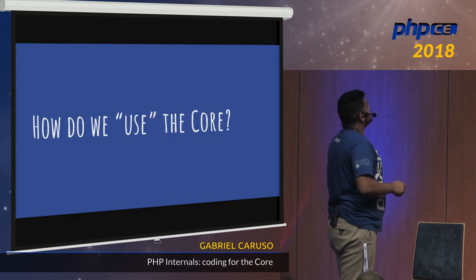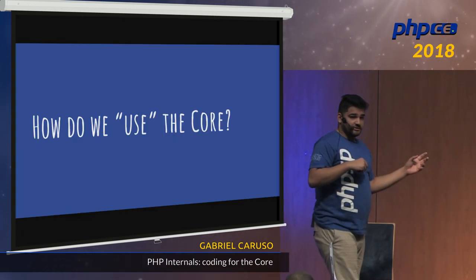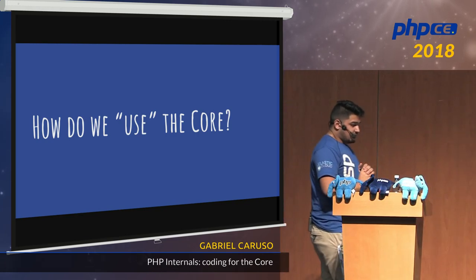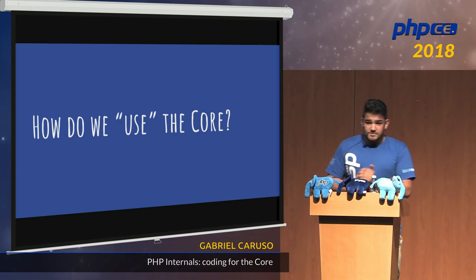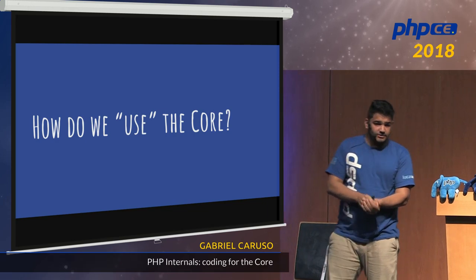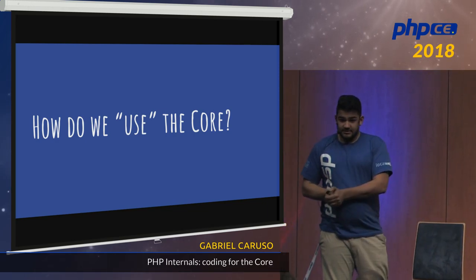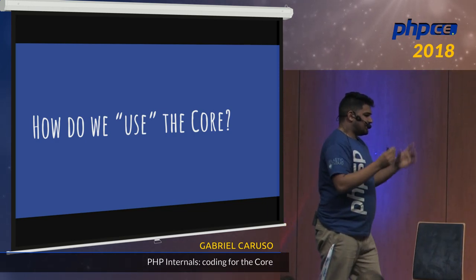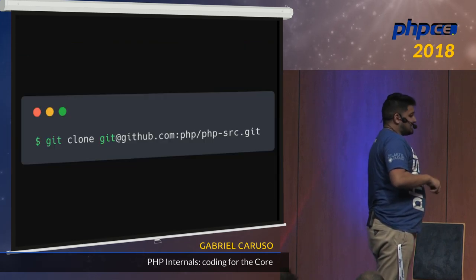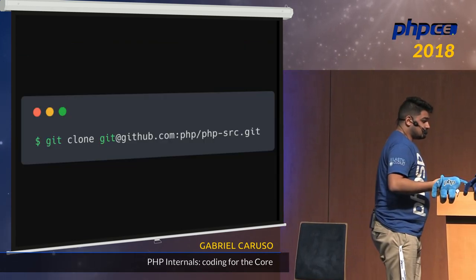And how do we use the core? I want to contribute to the core, so how am I going to use it? The PHP source code is written in C, so you need to compile a C project. And from our scare, that sounds like, it's actually easy. You just clone that URL.